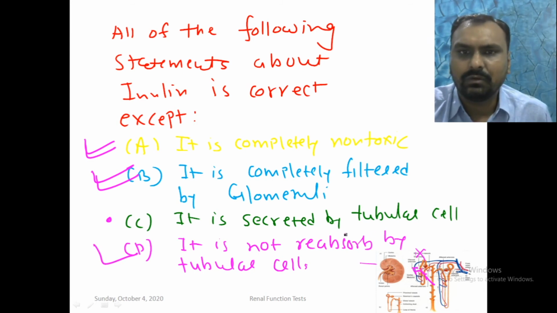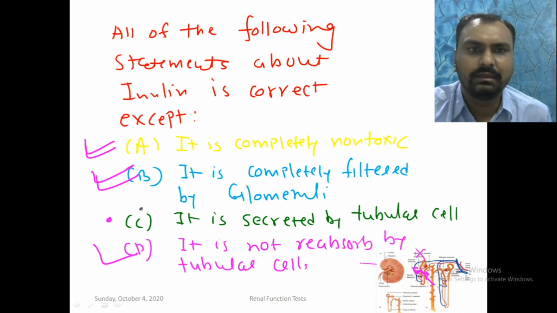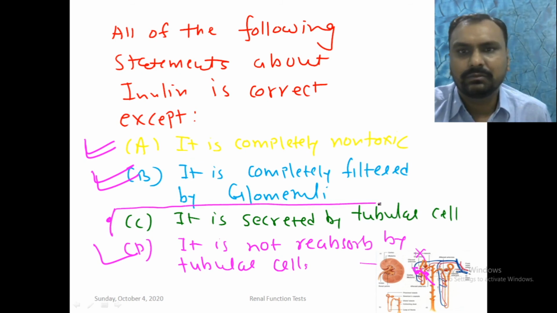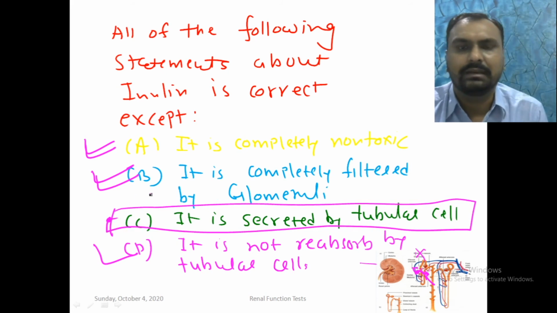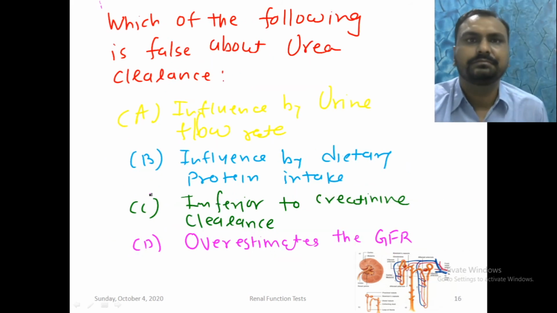And it is also not secreted from the tubular cell. Creatinine is secreted by the tubular cell, but inulin is not secreted by the tubular cell. So inulin is the exception here. The correct answer will be: it is secreted by the tubular cell. It is not secreted by the tubular cell.